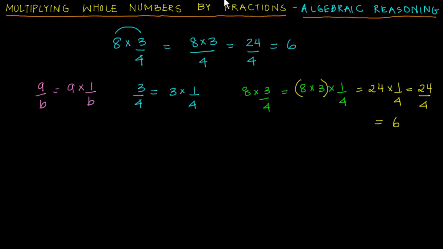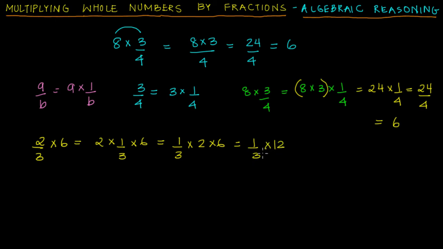So let's see how this works for multiplying 2/3 times 6. So 2/3 is the same as 2 times 1/3. And then we have times 6. Then we can use the commutative property to write this as 1/3 times 2 times 6, and that is the same as 1/3 times 12. And 1/3 times 12, we can again use the commutative property to write this as 12 times 1/3. And if we use this rule, we know that 12 times 1/3 is the same as 12/3, and we can simplify this to 4 wholes.